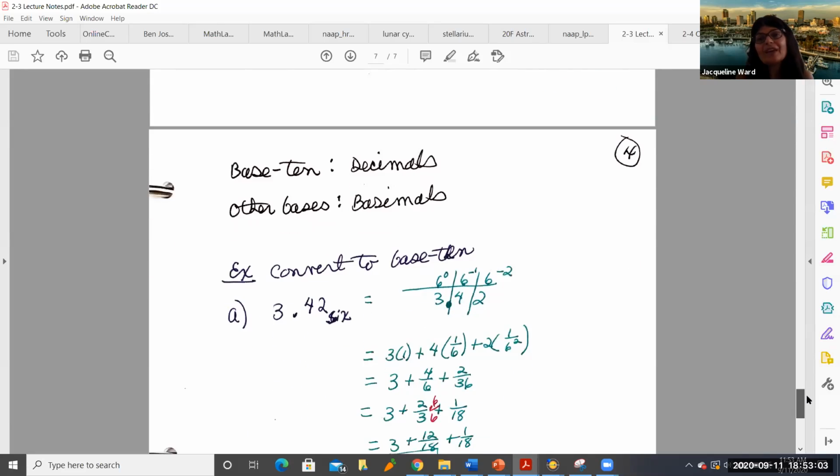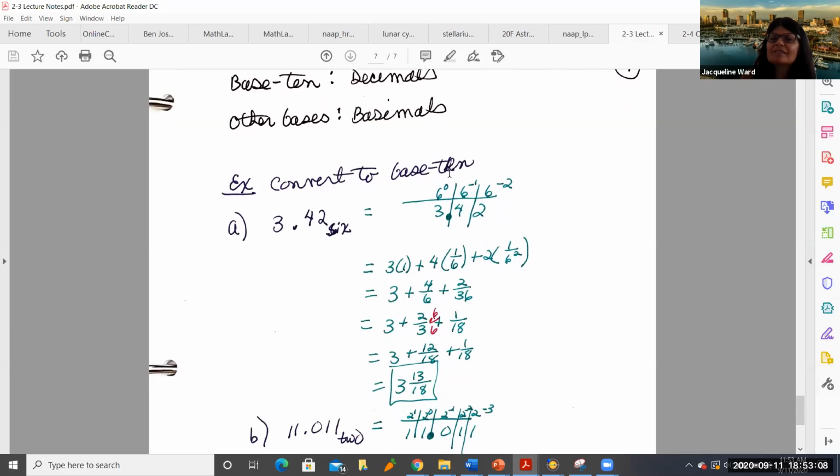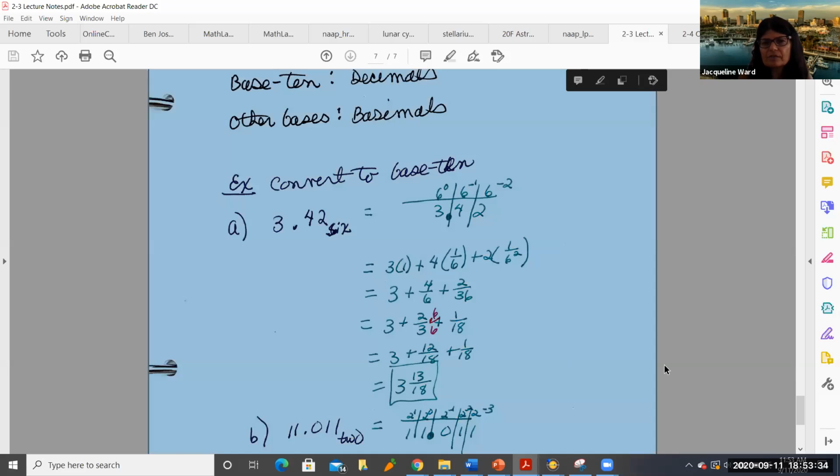Now for other bases, right? Converting to base 10. So 3.42 base six, right? That's three of those ones. And then four of those 6 to the -1 ones. And then two of those 6 to the -2s. And so you could just figure out what that value is using fractions.